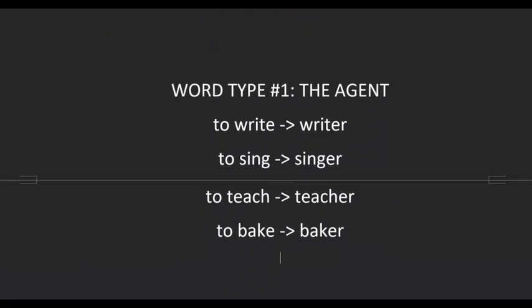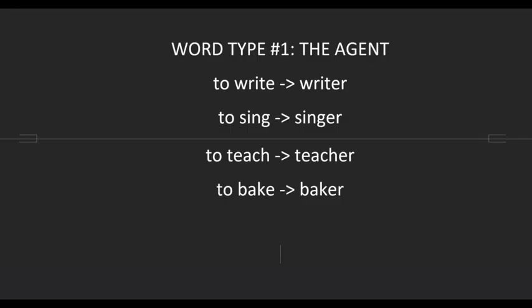So let's look at an example, starting with English, because that's relatable. Here we have the word to write, which is an action. If we add an ER to that, we say writer. A writer is someone who writes. We have to sing, which is an action. We add an ER to that, we end up with singer, which is someone who sings. To teach is an action. We add an ER to that.